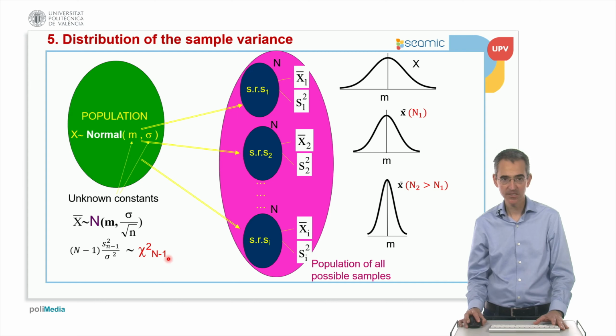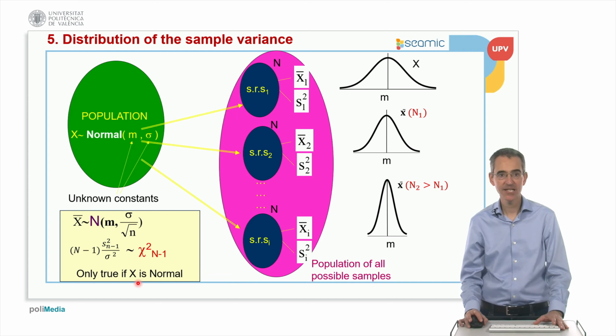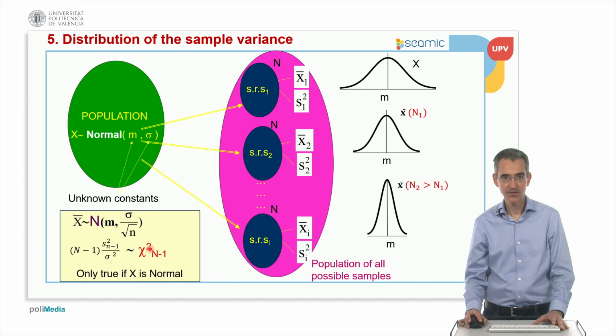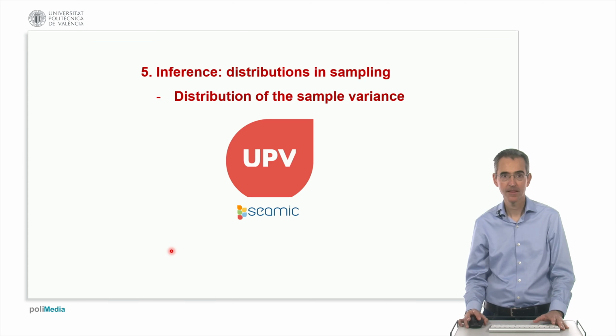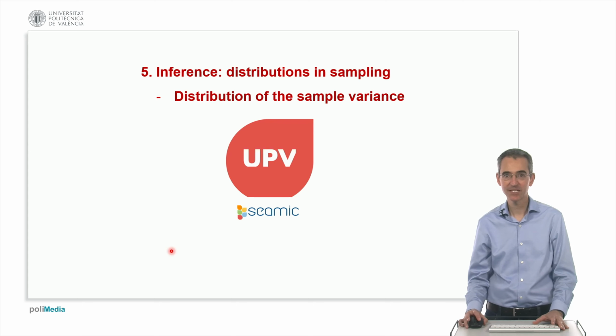So this is a new concept, the concept of degrees of freedom, that I will explain in another video. But this is true only if x is normal. So, important: this chi-square distribution is only true in the inference from normal distributions. Okay, so here I finish this video about the distribution of the sample variance.